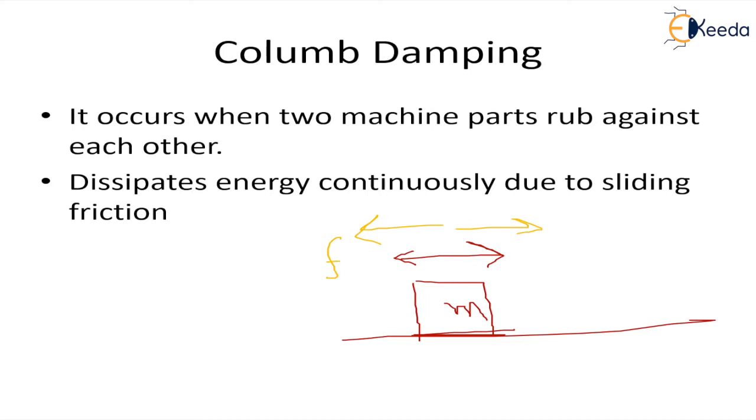So because of this sliding friction, what will happen? The amplitude of the motion decays with time. If initially this is the amplitude of motion, because of the friction it decays with time, and this way the dissipation of energy takes place in the case of Coulomb damping.